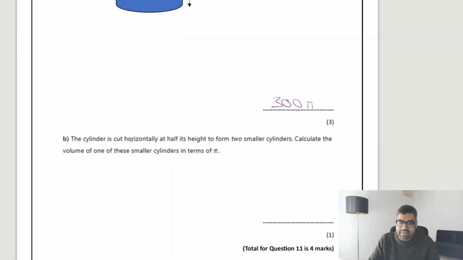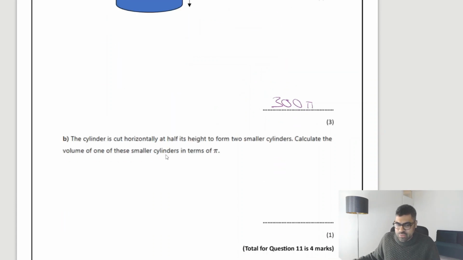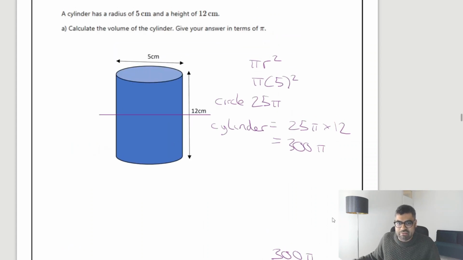Part B: the cylinder is cut horizontally at half its height to form 2 smaller cylinders. Calculate the volume of one of these smaller cylinders in terms of pi. Okay, so we have our cylinder here. They're telling us that we are going to cut this in half its height, so about here. So we're not interested in 12 centimeters anymore, we're only interested in 6 centimeters. And again, they just want the volume. And it's only 1 mark, which tells you that it's going to be something very straightforward.